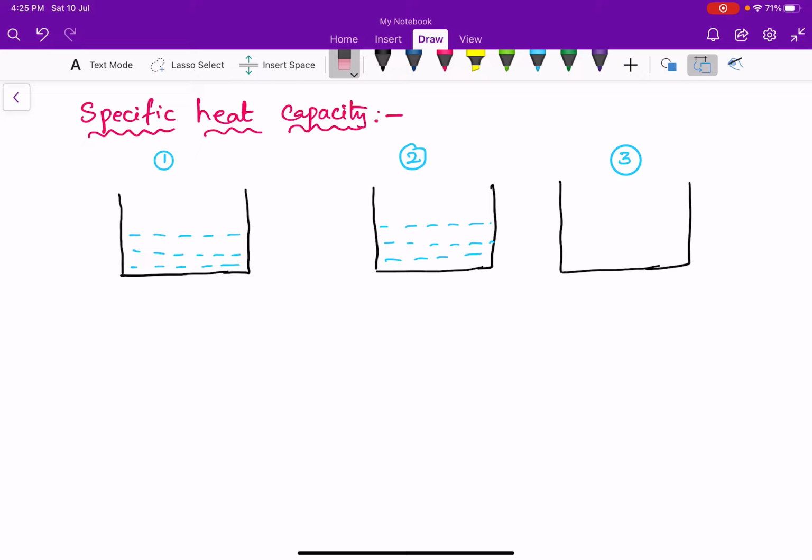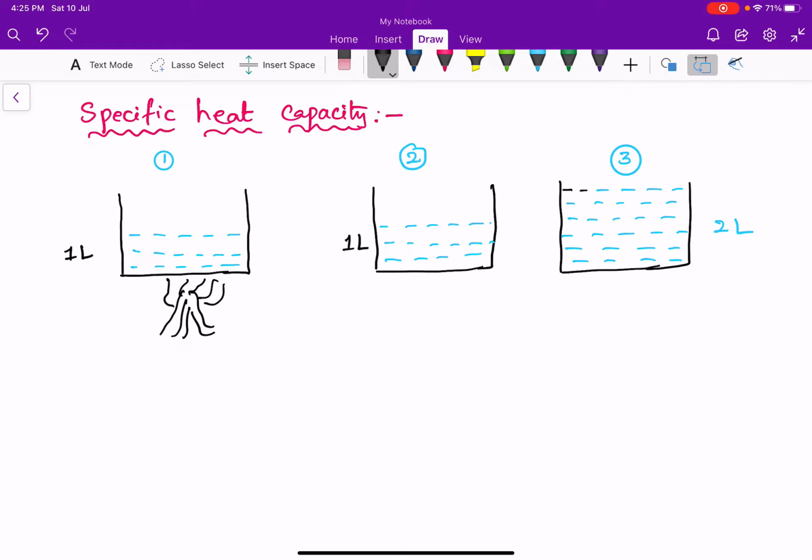1 liter of water or 1 kg of water is there in the first vessel, and 1 liter of water is there in the second vessel, and take 2 liters of water in the third vessel. So see here, I am going to supply heat energy to this one. Heat energy supplied to the first vessel.